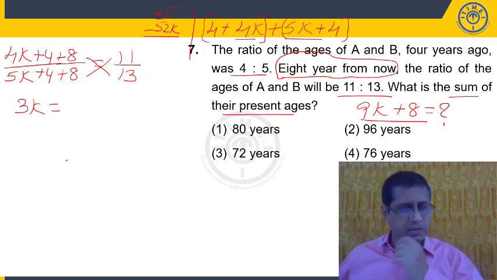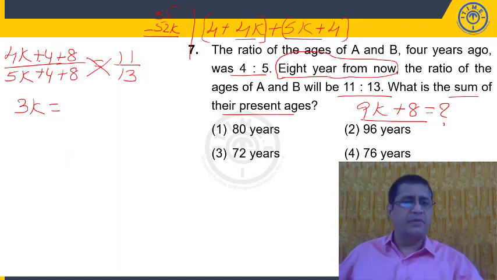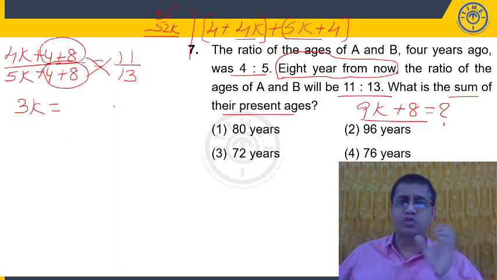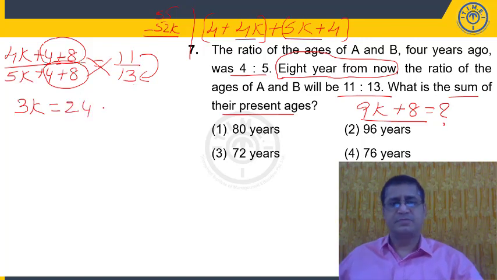Yes or no? 3K is equal to how much? My dear friends, if you observe carefully, 4 plus 8 is added on either side. 4 plus 8 is added, means 12 is added. The same number is added, hence observe the difference in the ratio. The difference in the ratio is 2. So 2 into 12, 2 into 12 means 24. The value of K is 8.